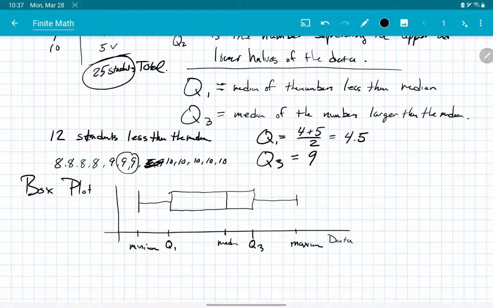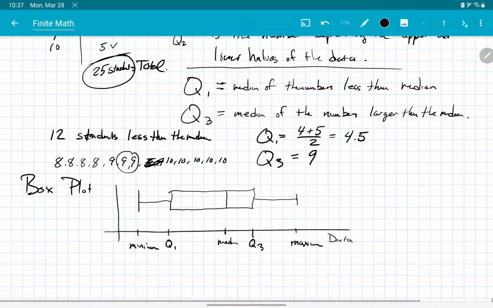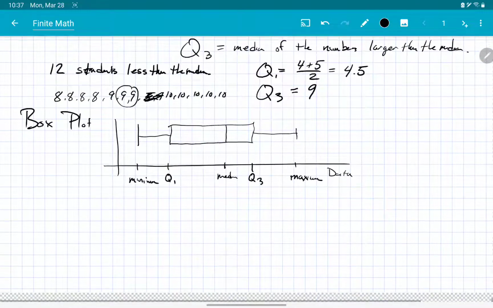And this gives you a reasonably nice picture of the spread of the data in some sense. It lets you know how tightly the data is packed around the median. It gives you a quick picture of it.